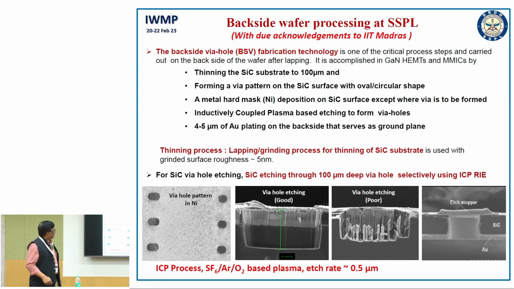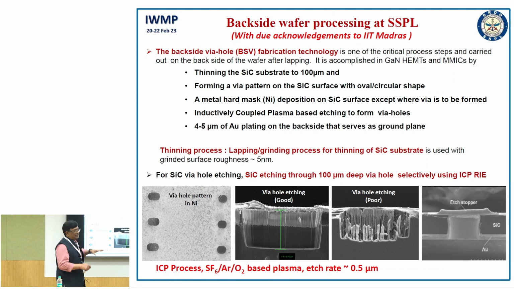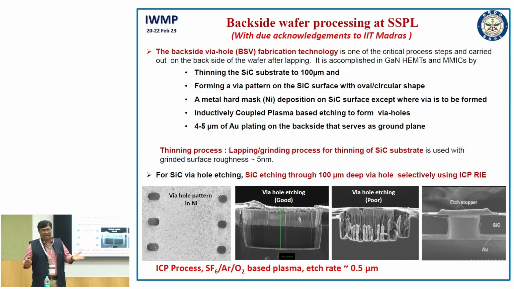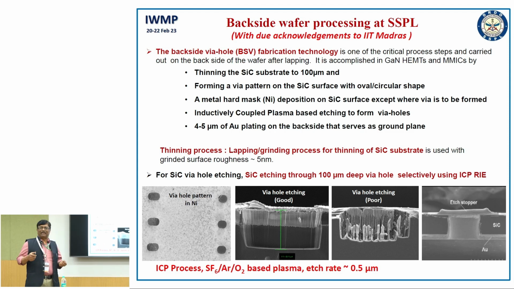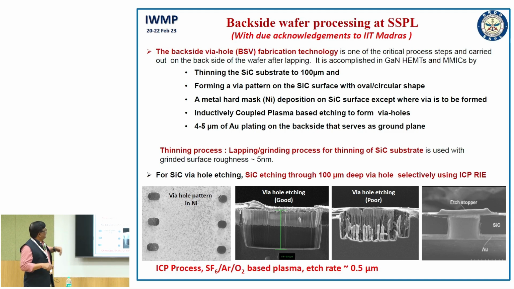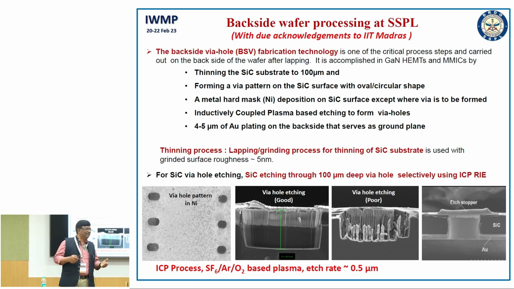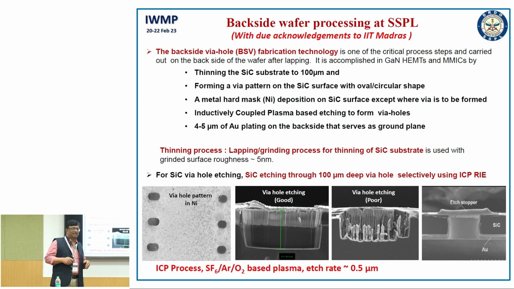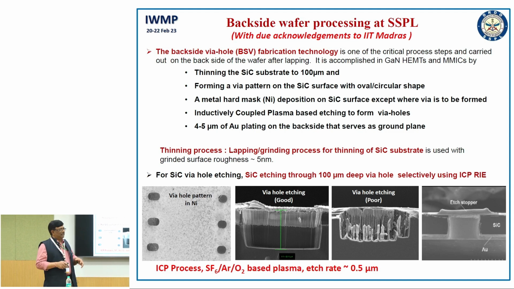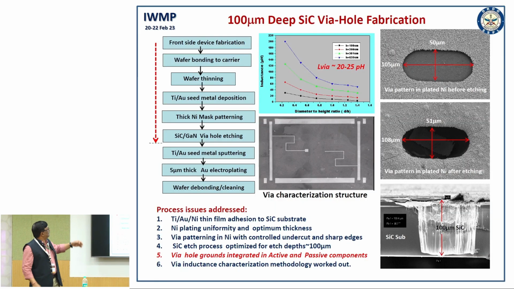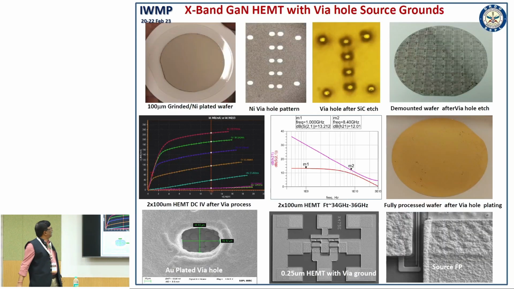And this is, as I told you, via hole fabrication. Once my complete device is fabricated, I have to grind my wafer and then do backside processing. In this, I always acknowledge IIT Madras, because this work we started initially, all experimentation was carried out with the help of Professor Das Gupta, and now gradually we have procured the system, and now we are doing the same process at SSPL. This is the via hole from backside, this is the etching profile, and this is the completely fabricated 100 micron wafer, and all processes are integrated.